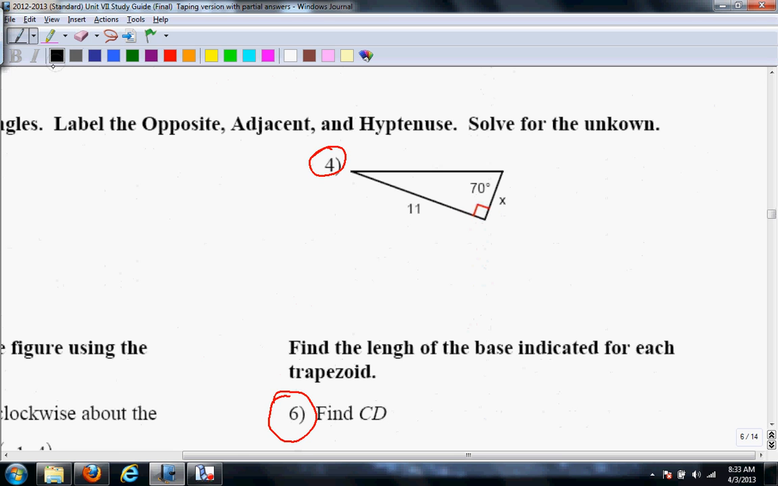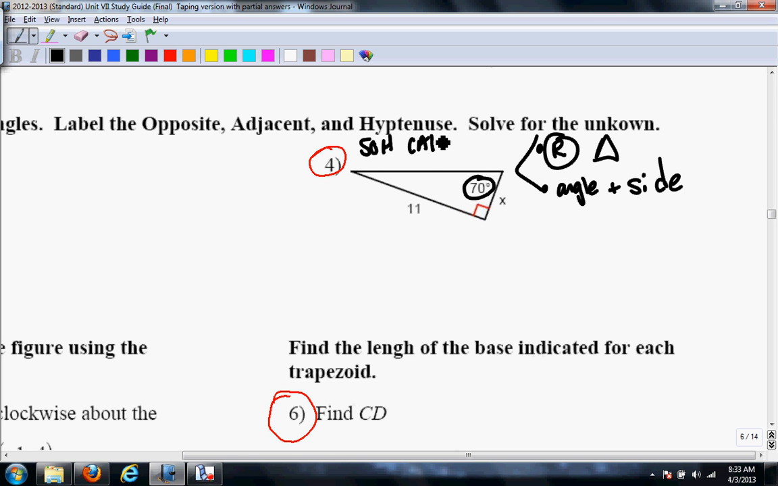Next one. You should instantly recognize that whenever you have a right triangle and you have a combination of an angle and a side, a combination of an angle and a side, if you have these two circumstances, you should instantly recognize it as a SOHCAHTOA problem.